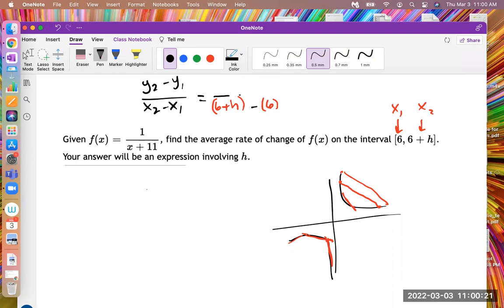So the only things that we don't have here are the y2 and y1. And how do we find that? We find that by plugging our x values into the function and simplifying and seeing whatever we get. Okay, so let's do that.